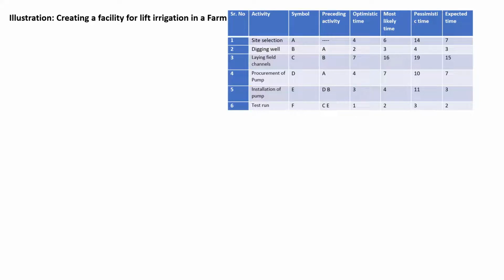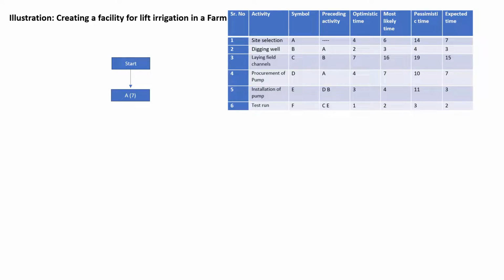Now let us proceed and draw the diagram. Always the first thing that will appear is start. From start, next we are going to draw the symbol, and next to the symbol we are going to write down the expected time. So the first activity is A, 7. Symbol A represents site selection. What is the expected time? The expected time is given in brackets, 7. So once we are done with A, the next symbol is B, for which the preceding activity is A.